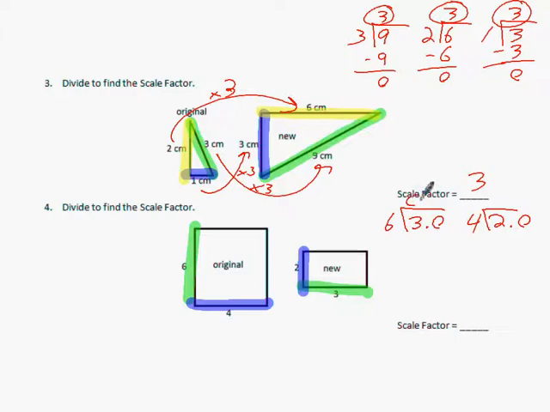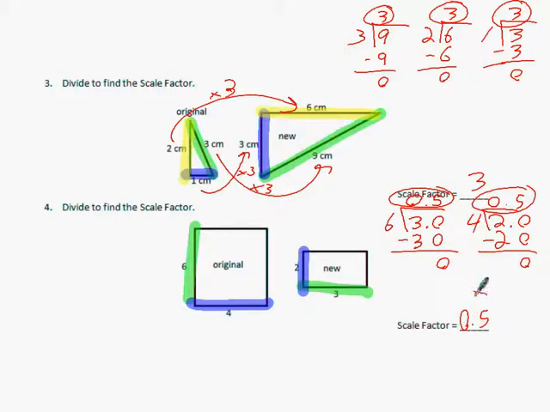6 does not go into 3. 6 goes into 30 5 times, which is 30. No remainder, 0.5. 4 does not go into 2. 4 goes into 20 5 times, which is 20. No remainder, 0.5. If you do your division correctly, you will get a scale factor of 0.5. So that means 4 times 0.5 is 2. 6 times 0.5 is 3. All right, let's move on.